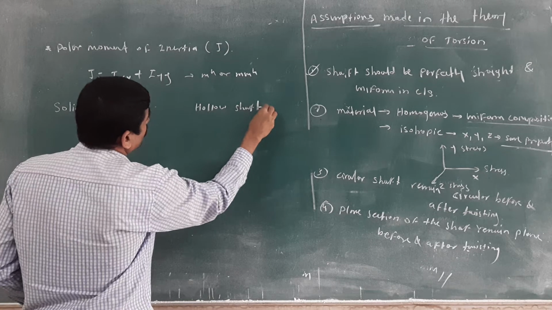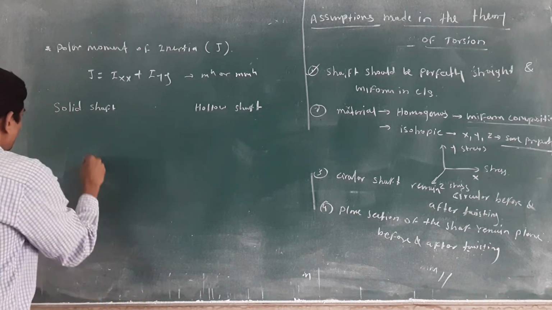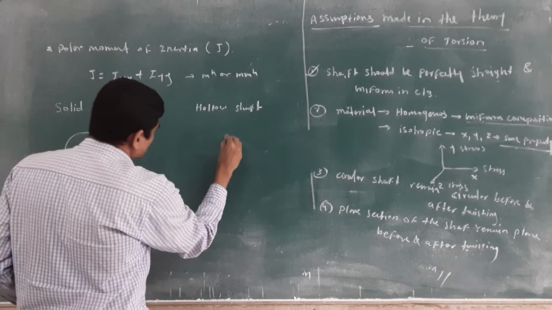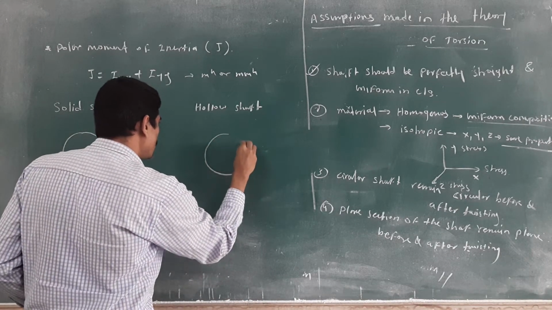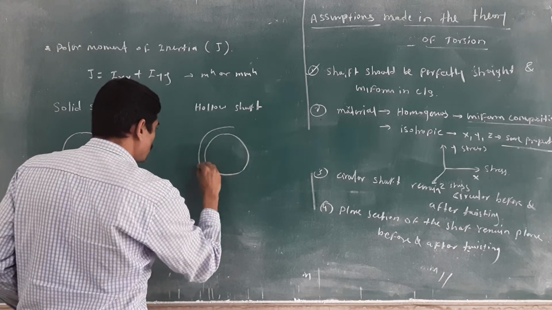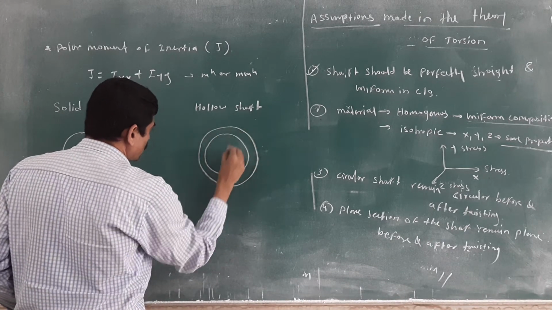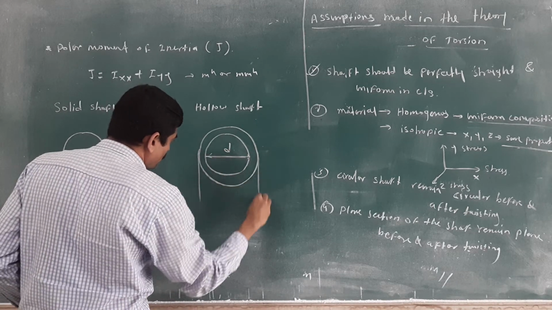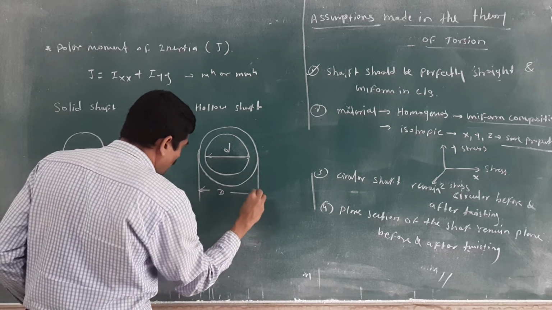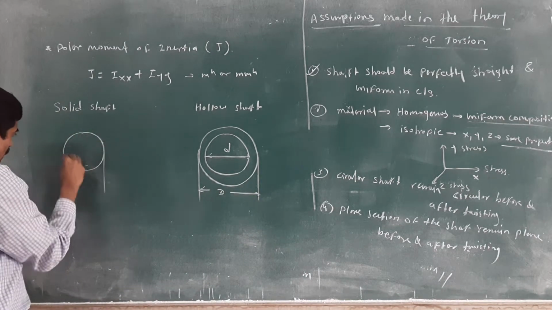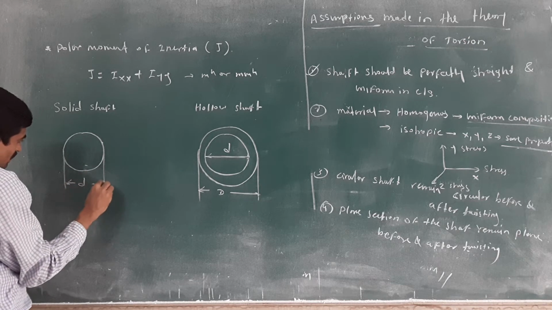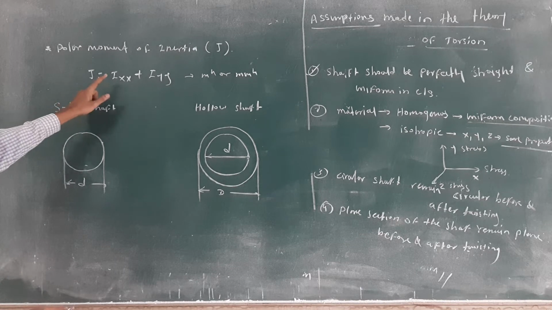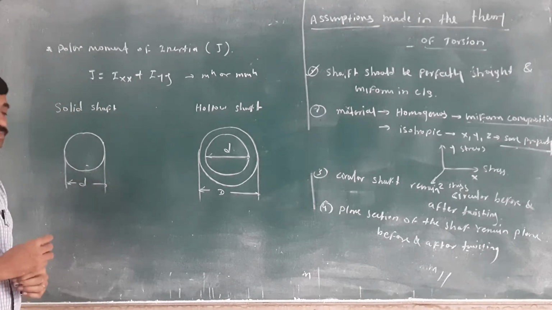What is the value for solid and hollow shaft? I will draw the figure. This is the solid cross section, and this is the hollow shaft. For the hollow shaft, I will consider the inside circle diameter as small d and the outside circle diameter as capital D. For the solid shaft, I will consider d as the diameter. Then how do we calculate it? What is the formula? J is equal to Ixx plus Iyy.